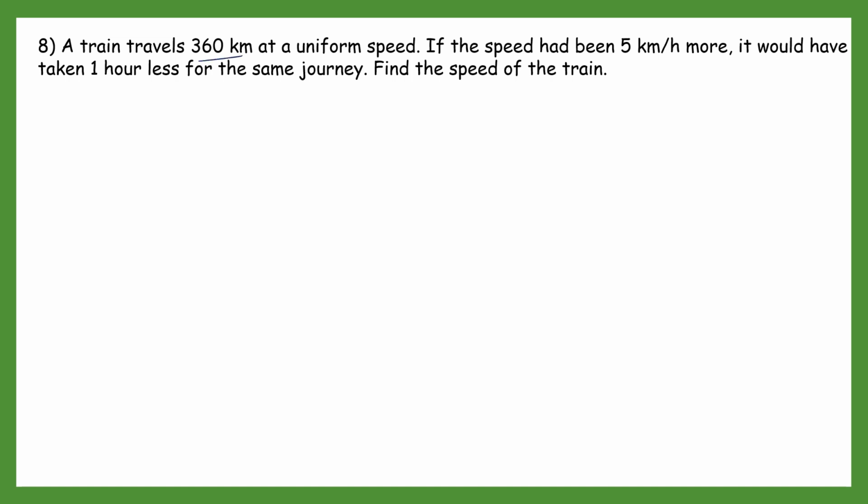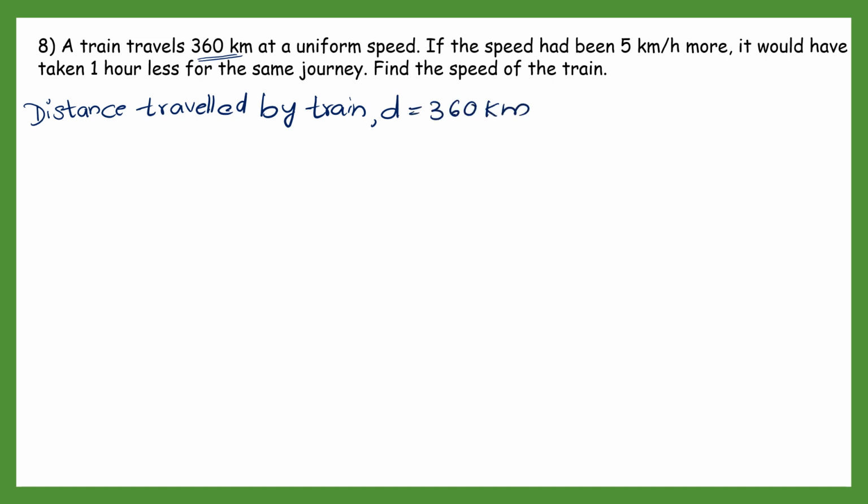So, the distance traveled by train is what? 360 kilometers. Distance traveled by train is D, which is 360 kilometers. So speed of the train is S. The train will take time T to reach 360 kilometers.